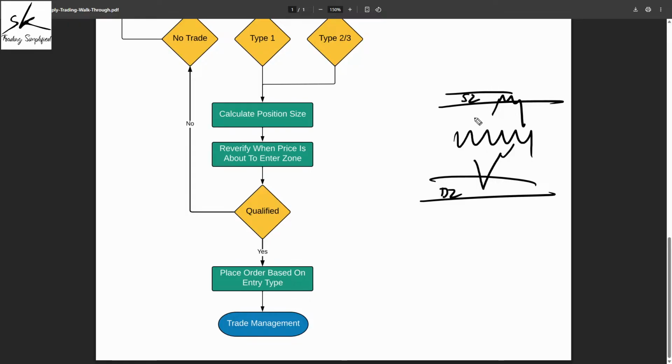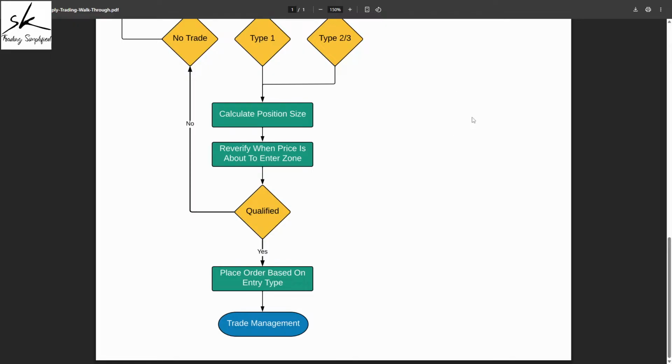So again, you can see it first starts with where my demand areas are, where my supply areas are, and then based on that, I make my decision on what kind of trade I want to take.